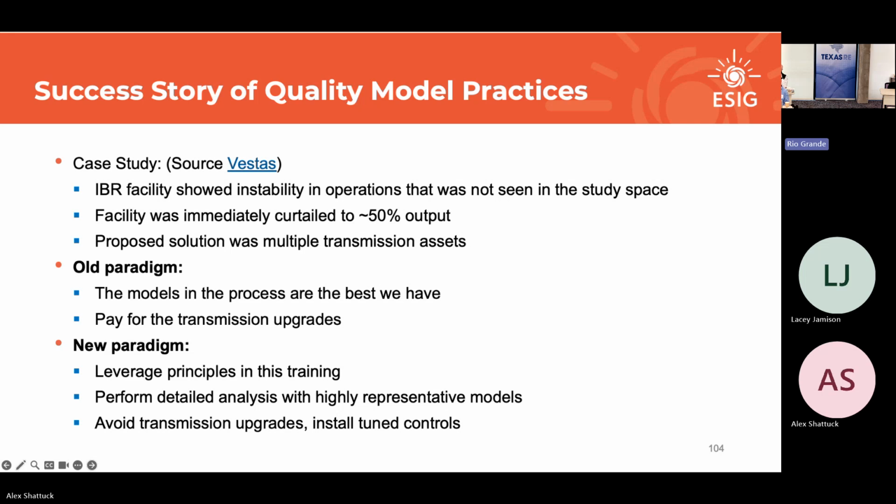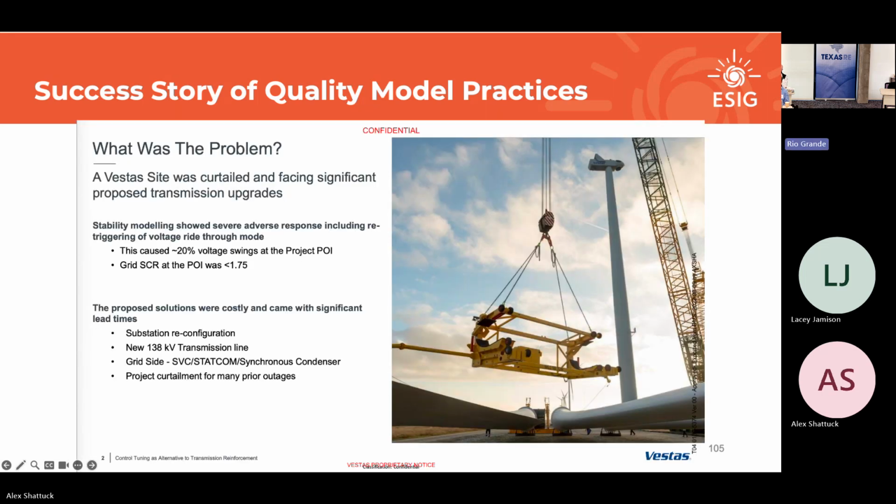So first things first, basically, was the problem, right? They were curtailed, huge. They were curtailed until the transmission upgrades were completed, and they were assigned the cost for those transmission upgrades. So that's a lot of money, right? That's years of half power curtailment. That's a whole substation reconfiguration, a new 138 kV line, a new StatCom on the grid, and project curtailment for basically almost every first contingency, which Todd probably wakes up with cold sweats in the middle of the night if this happens to one of his facilities, right? Many developers do the same.